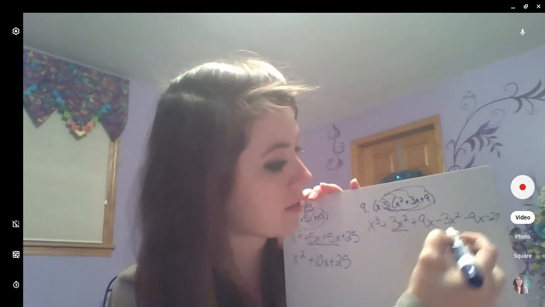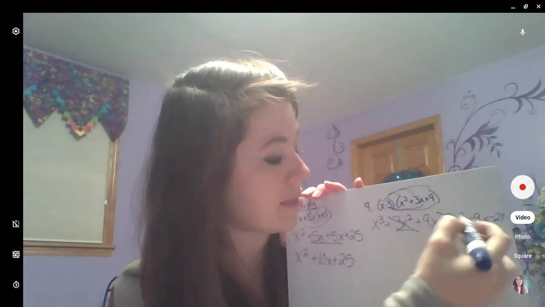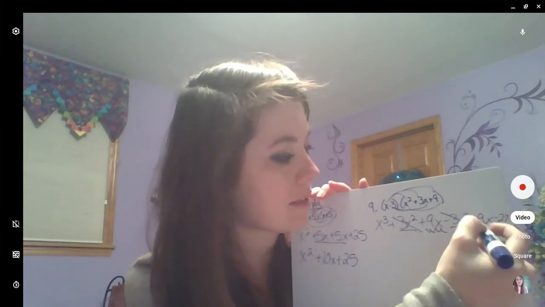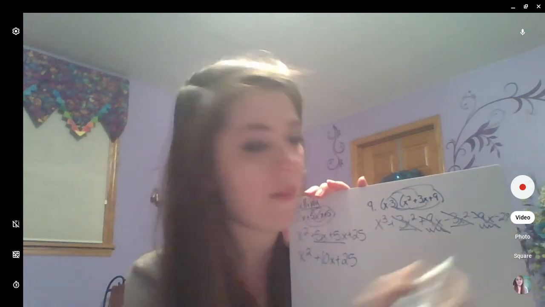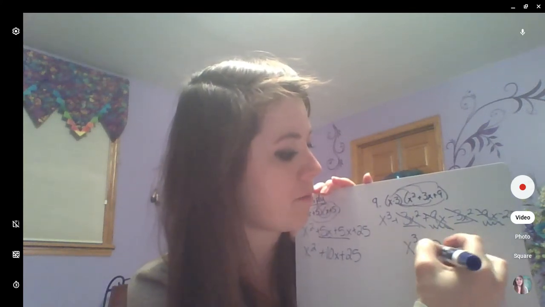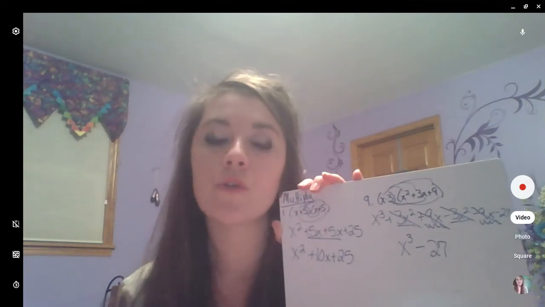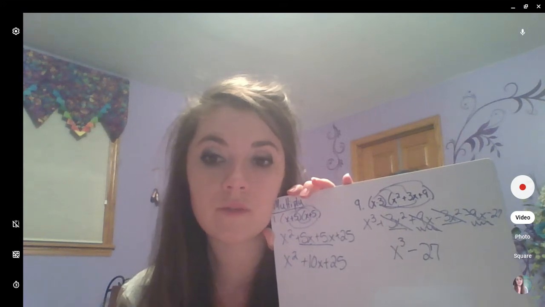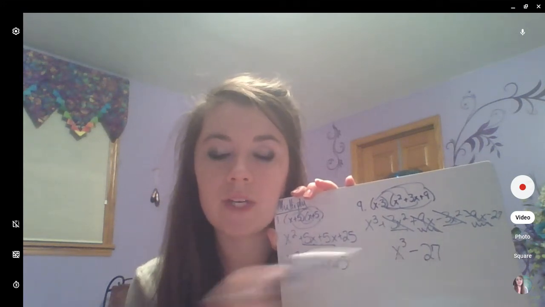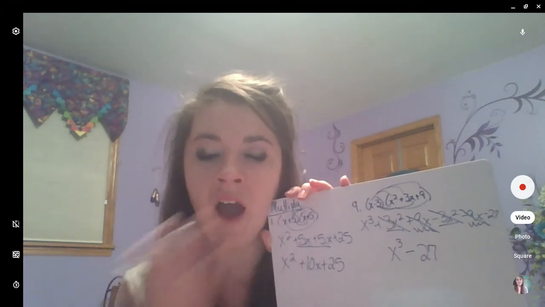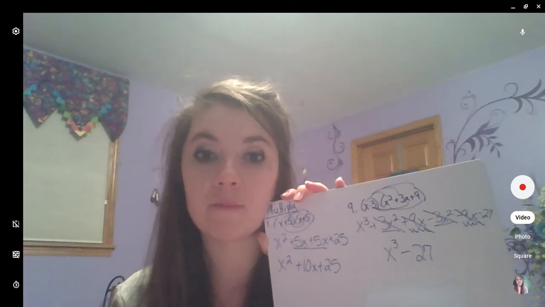We've got an x squared and an x squared. They cancel each other out because one's positive, one's negative. We have a 9x and a negative 9x. Once again, they cancel each other out. So we're left with just x to the third minus 27. So this is a difference of two cubes. X to the third is a perfect cube, 27 is a perfect cube, and it's a difference because we have the subtraction. Okay? So that's what you're looking at in that first section.